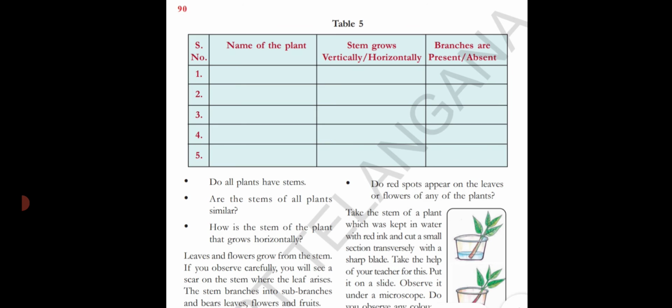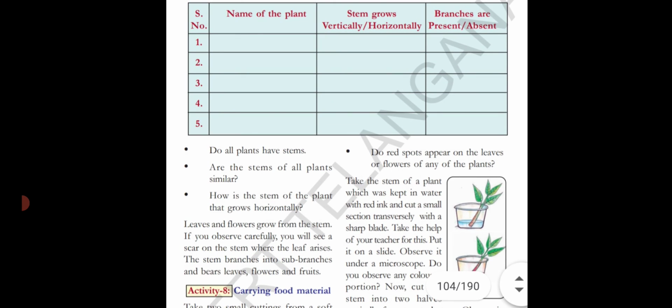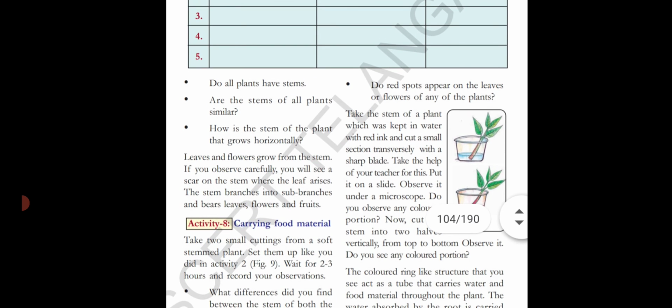whether the stem grown vertically or horizontally. Are branches present or absent? You mention. Do all plants have stems? Answer these questions after filling the table. Are the stems of all plants similar? How is the stem of the plant that grows horizontally? These questions you have to answer.